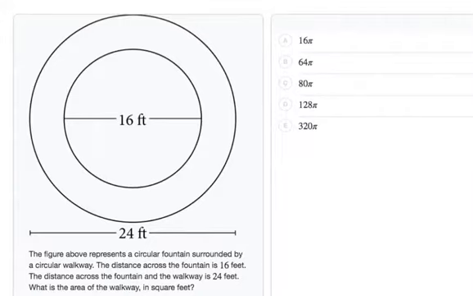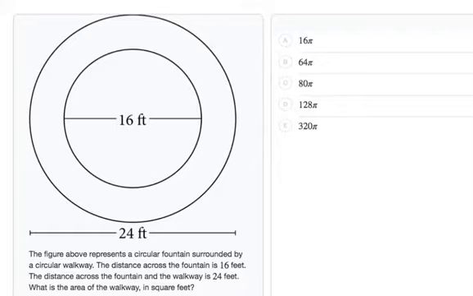Before solving this question, let's go ahead and read what it's actually asking. We're given the figure above that represents a circular fountain surrounded by a circular walkway. The distance across the fountain is 16 feet, and the distance across the fountain and the walkway together is 24 feet. What is the area of the walkway in square feet?